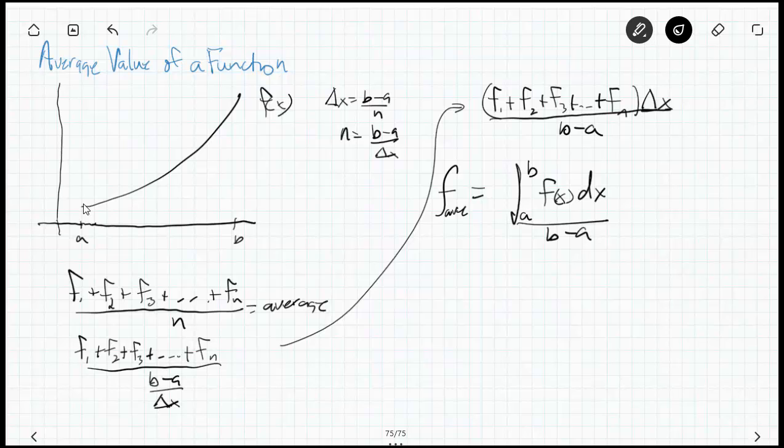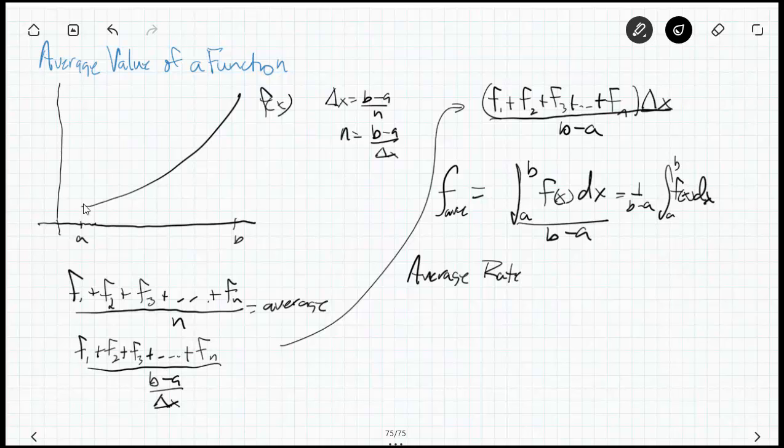It's really simple. You'll also see this written as 1 over b minus a, integral from a to b of f of x dx. Now, this can get a little bit confusing because we've got an average value of a function, and you may confuse this a little bit, but I want to address this issue with average rate of change.